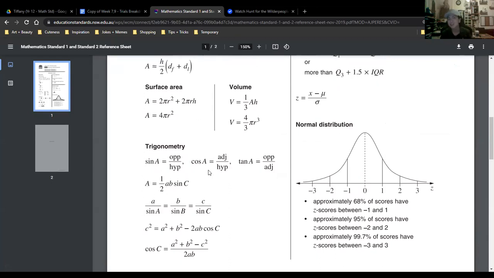A equals a half ab sine C. This A refers to area, and that's literally the only A that does not mean angle A. You can see sine A is sine of angle A, same as here. By the way, in the trig section, all the uppercase letters are angles and all the lowercase letters are sides. So make a clear distinction on that in your mind.